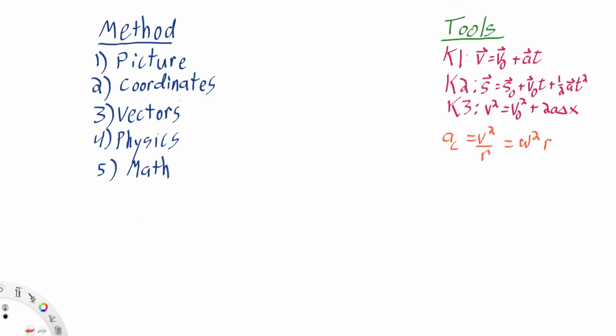Here's our tools. Is it K2 again? Yes, it is K2 again. K2 is our workhorse. K1 and K3 are more of a specialty item.